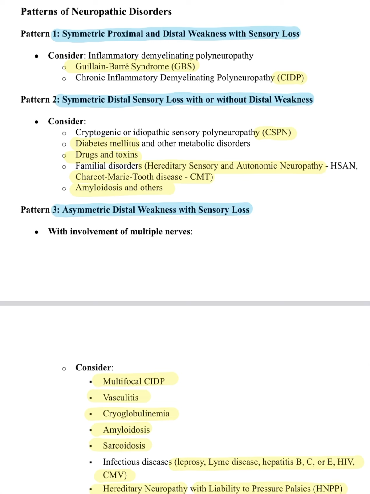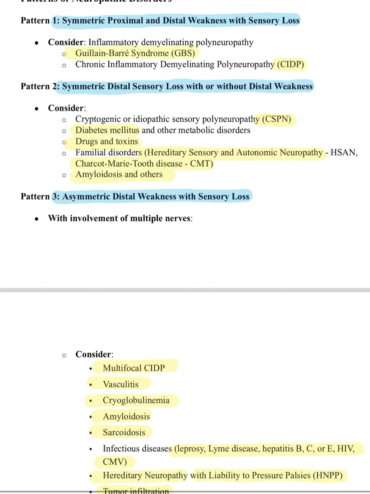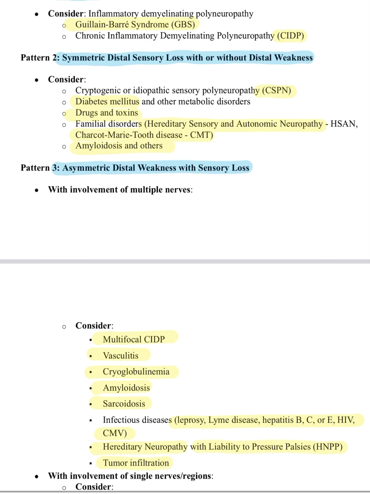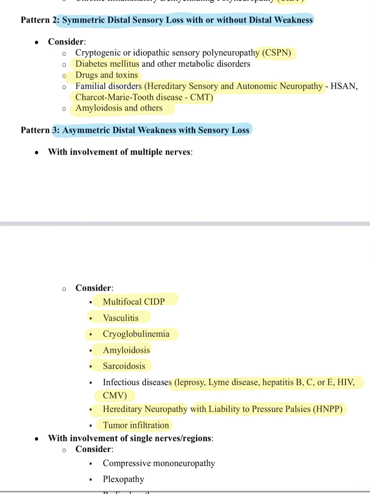Okay, next is symmetrical distal sensory loss with or without distal weakness. So one is diabetes, cryptogenic or idiopathic sensory polyneuropathy. With or without weakness, predominantly there is a sensory deficit. Then drugs and toxins, family disorders, Charcot-Marie-Tooth disease, hereditary sensory and autonomic neuropathy, amyloidosis, etc.